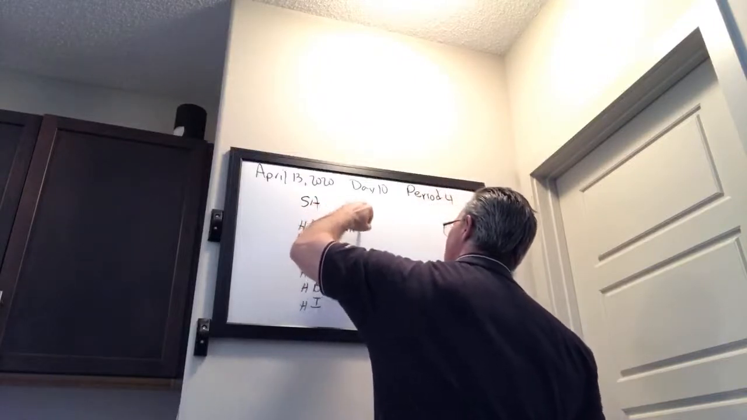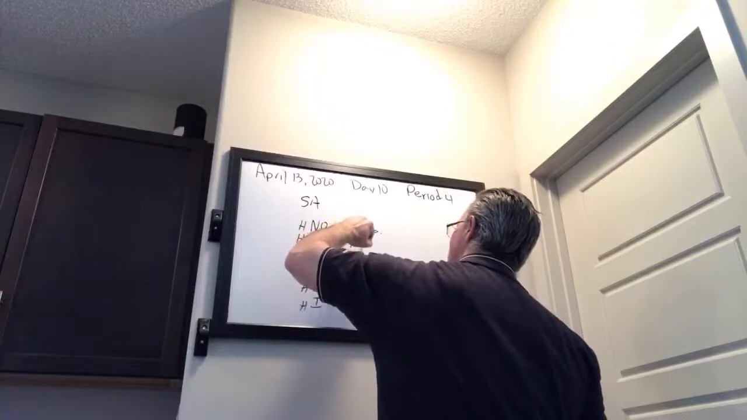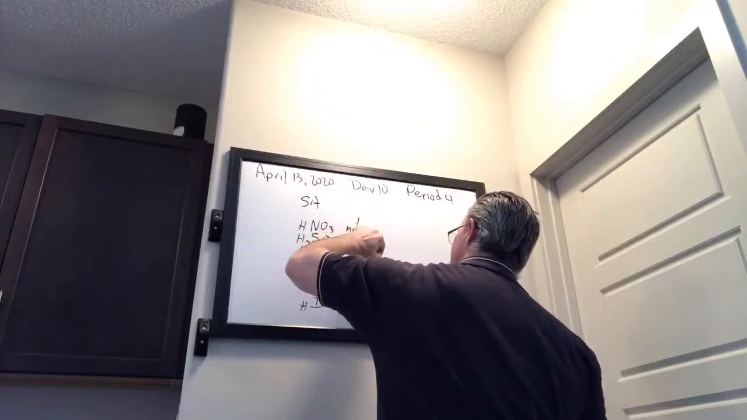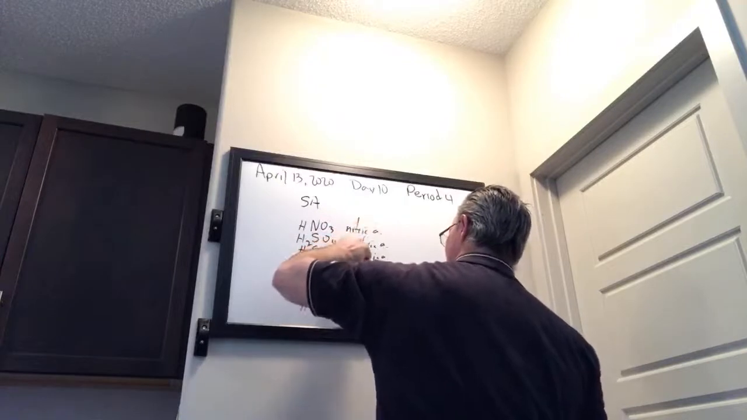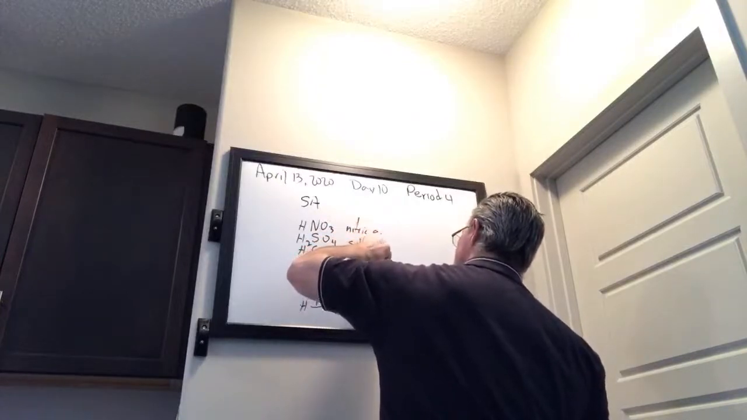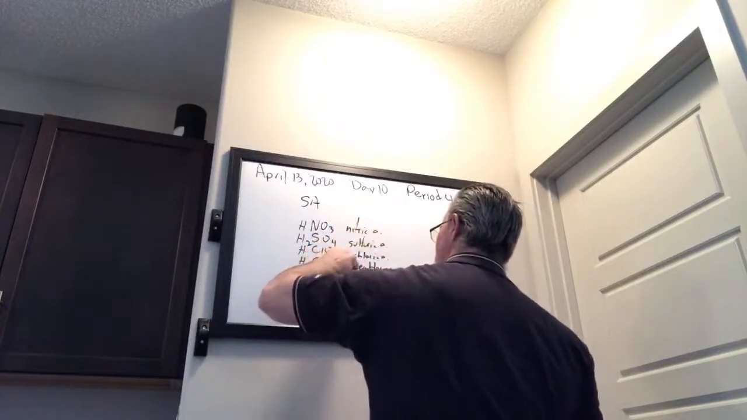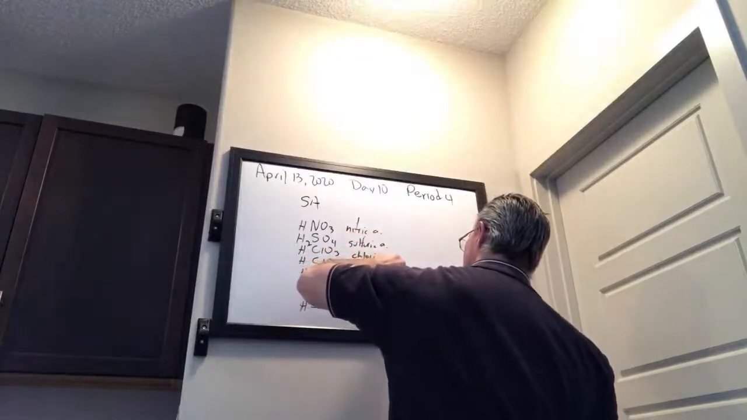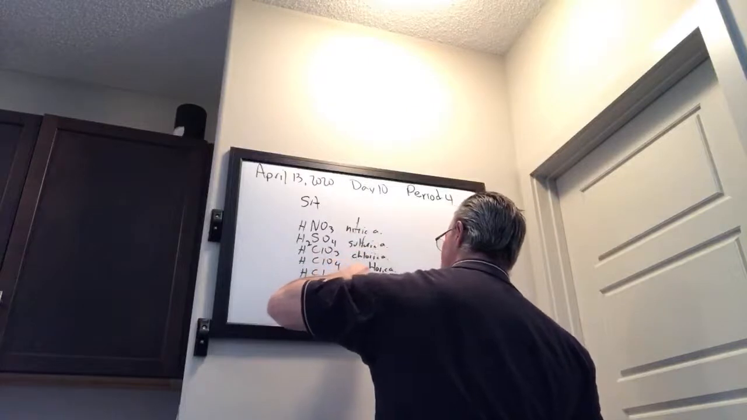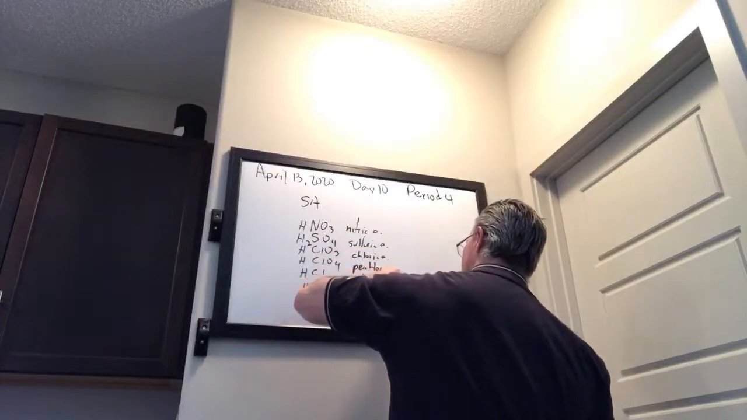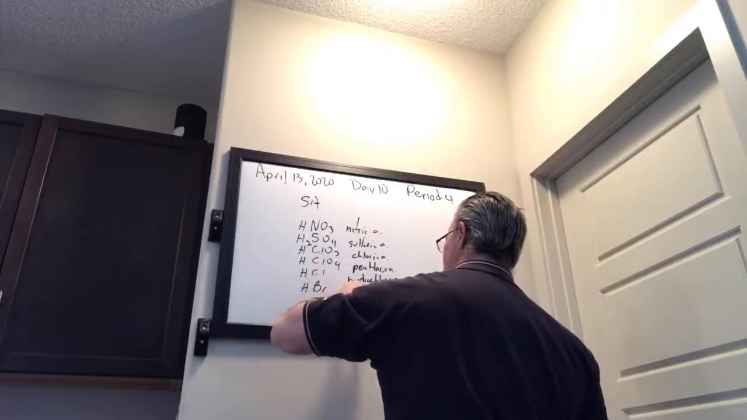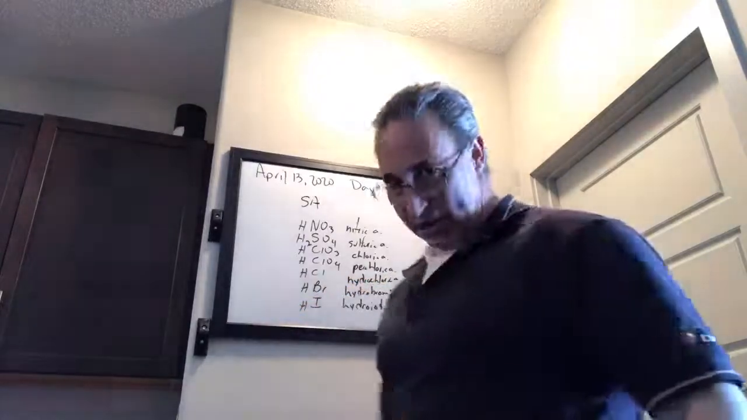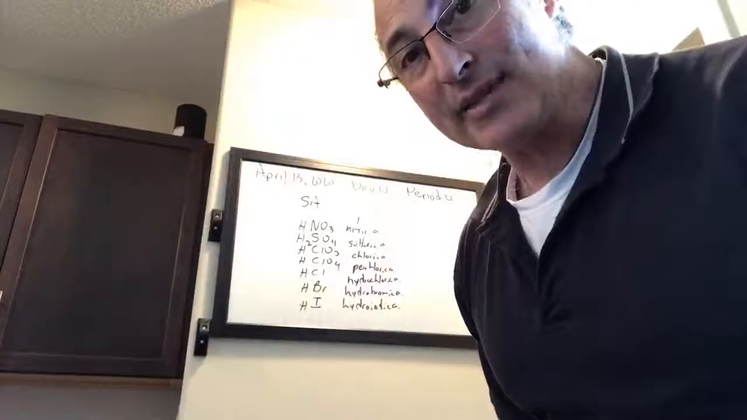Nitric acid, sulfuric acid, chloric acid, perchloric acid, hydrochloric acid, hydrobromic acid, and hydroiodic acid. Those are all the strong acids. If it's not a strong acid, it's a weak acid.